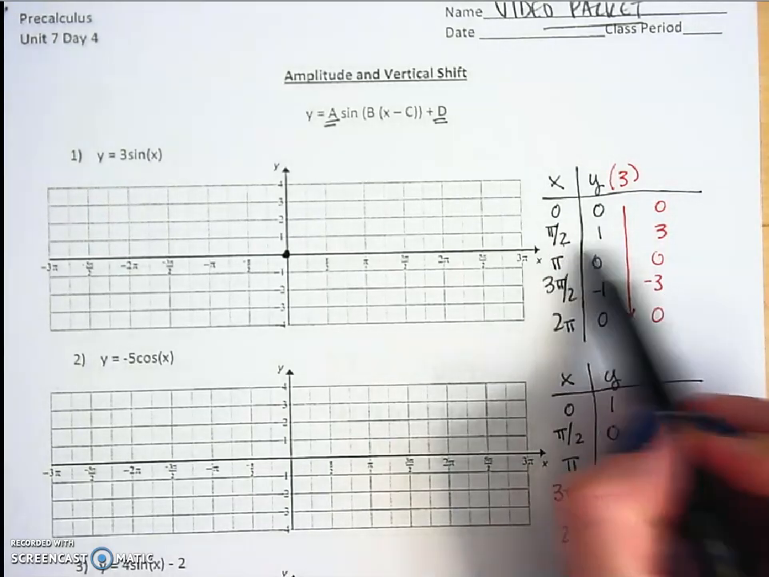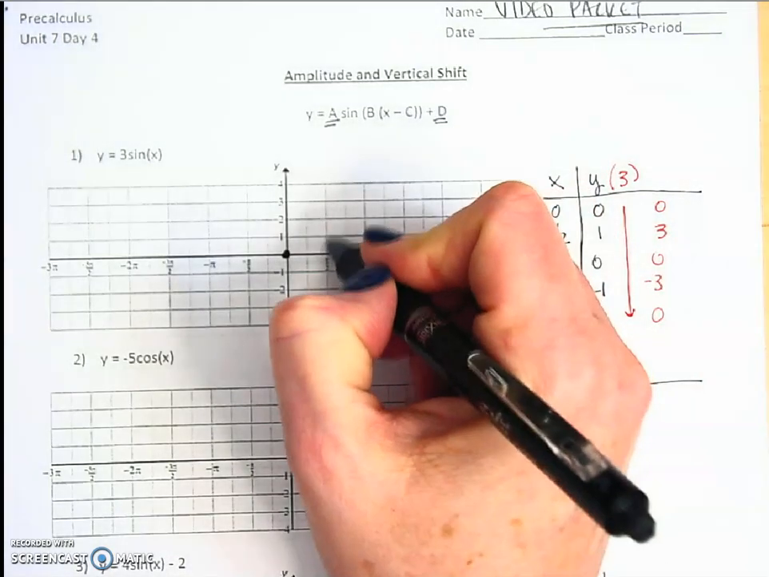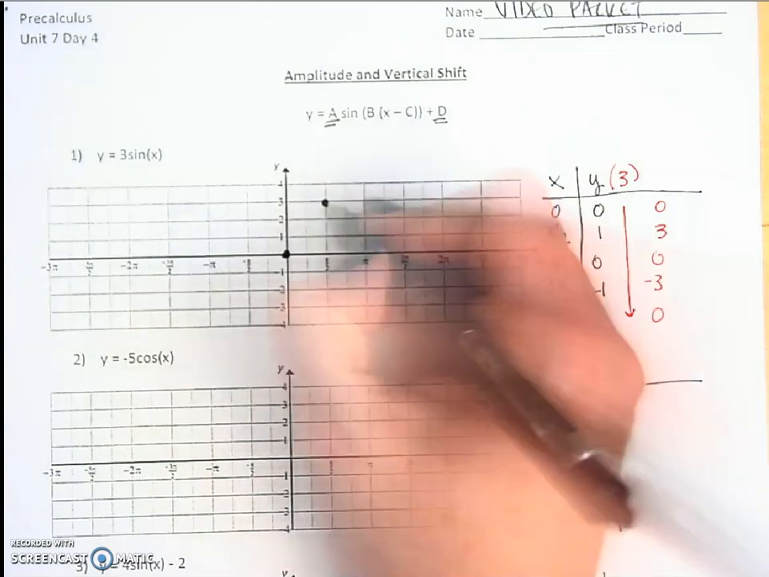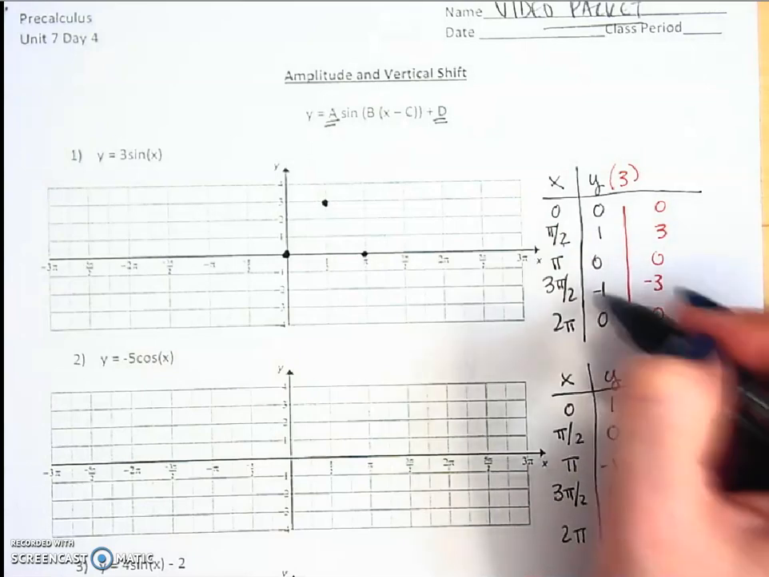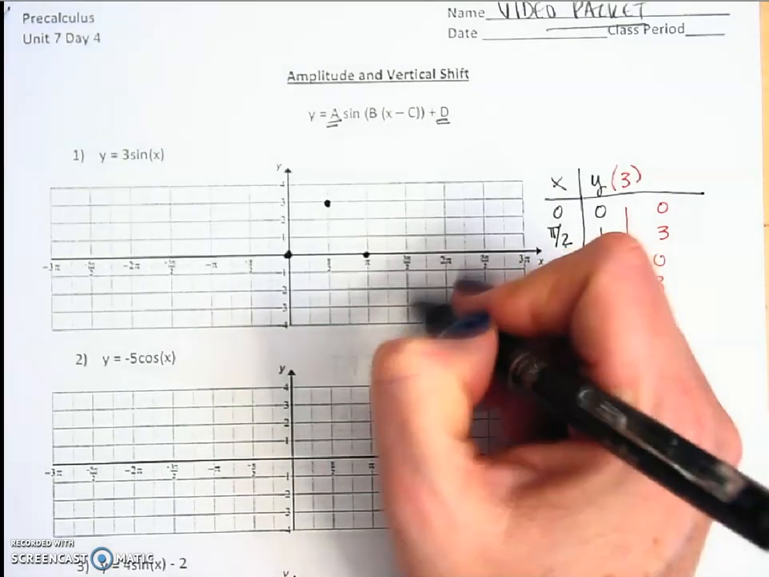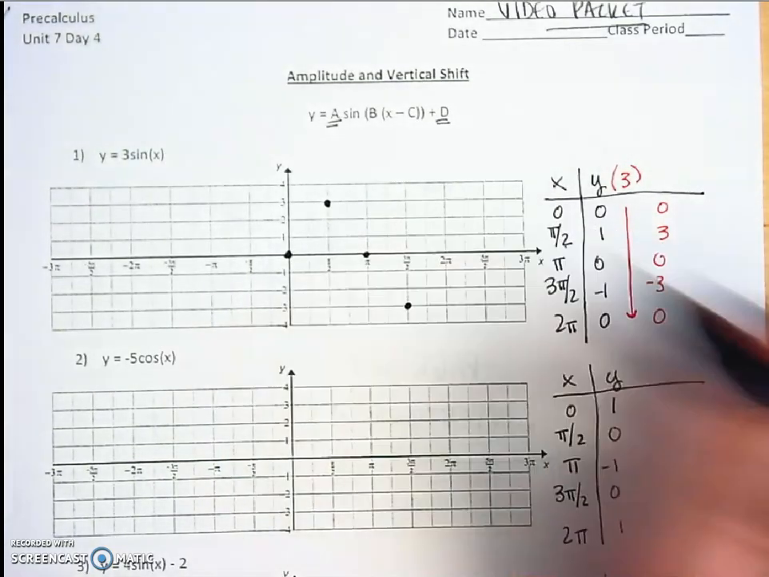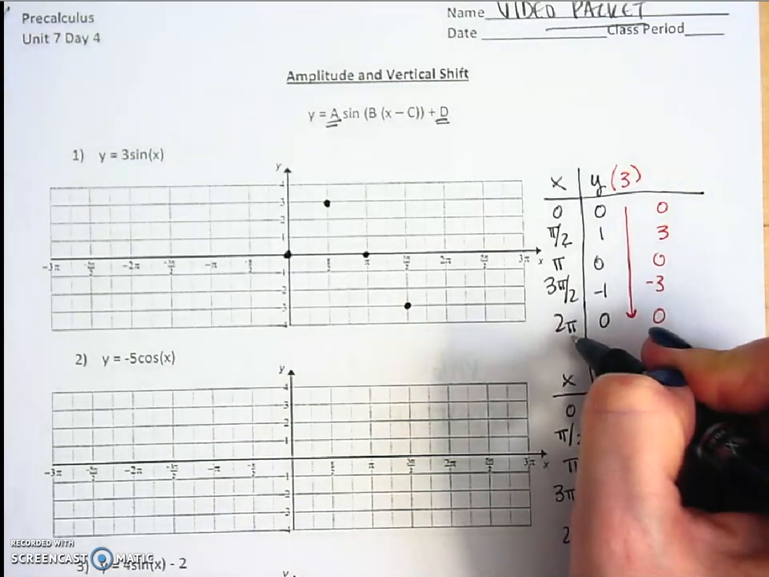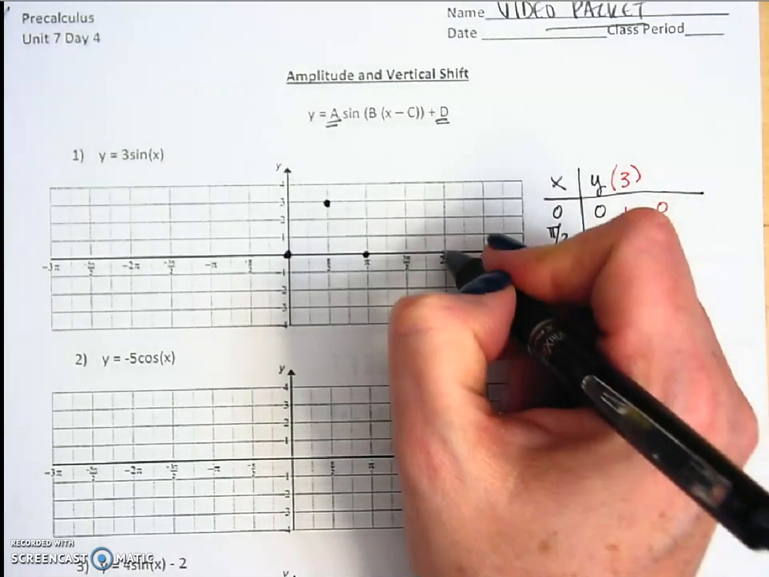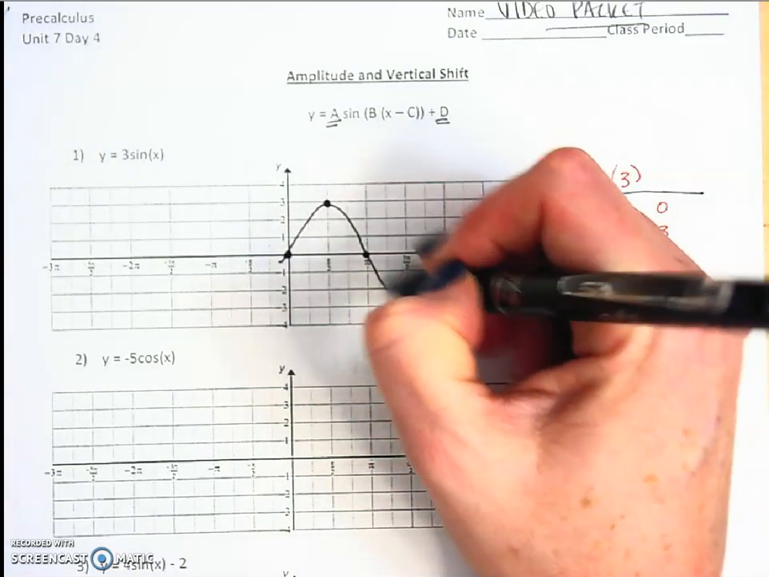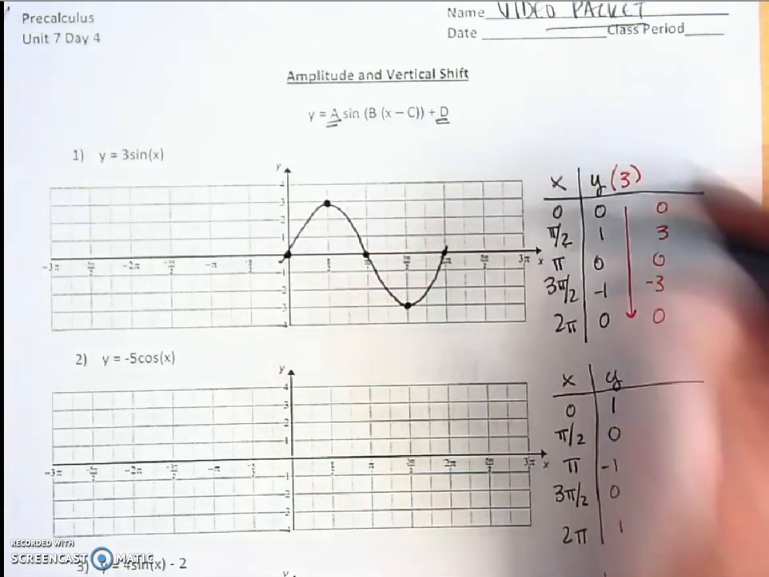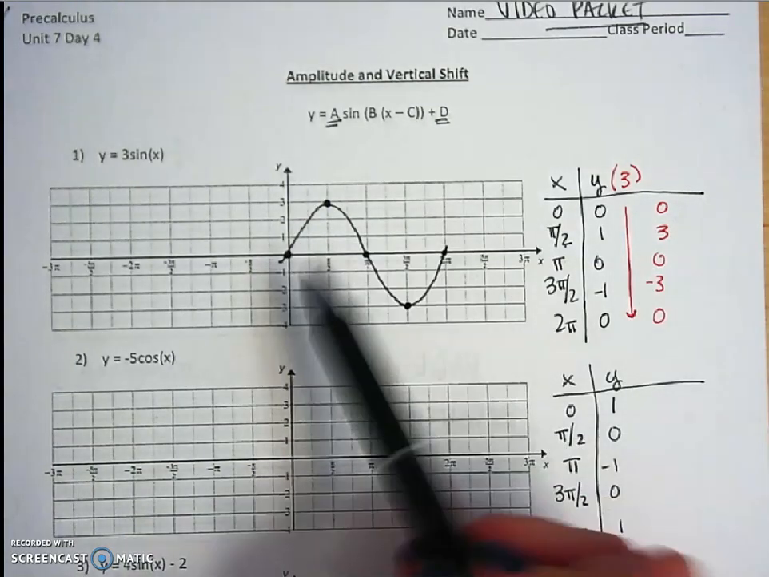At pi over 2, my y value is now 3. At pi, I'm at 0. 3 pi over 2, I'm at negative 3. And at 2 pi, my y value is now 0. All right, so here's one cycle. And a few things I want you to notice.